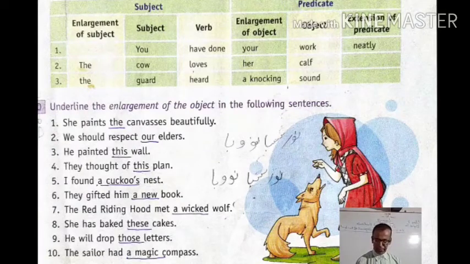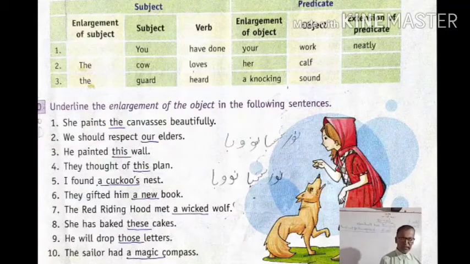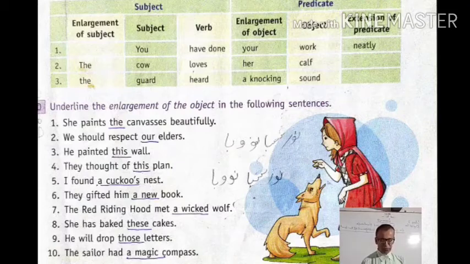I am reading the first sentence. She paints the canvas beautifully. Canvas is the object here, and the, which is coming before that, is the enlargement of the object. So the is the answer here. Second sentence, we should respect our elders. Elders is the object here, and the word just coming before that is our, so our is the enlargement of the object. Question number 3, she painted this wall. So this is the enlargement of the object because wall is the actual object here.